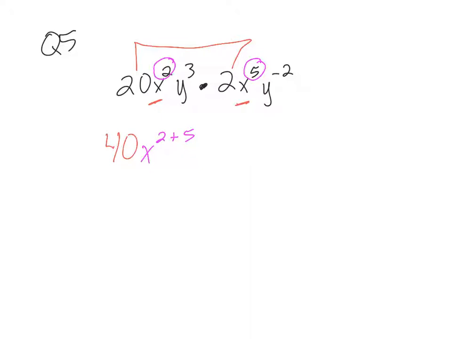And I see that I have y's here. They have the same base, so I'm going to go ahead and add their exponents, which will give me the final answer of 40. X to the 2 plus 5 is 7. Y to the power of 3 plus negative 2 is just 1. We don't usually write 1 as an exponent. You can, but it kind of looks weird, so I'm just going to leave it. If there's not an exponent showing, everything's assumed to have an exponent of 1.